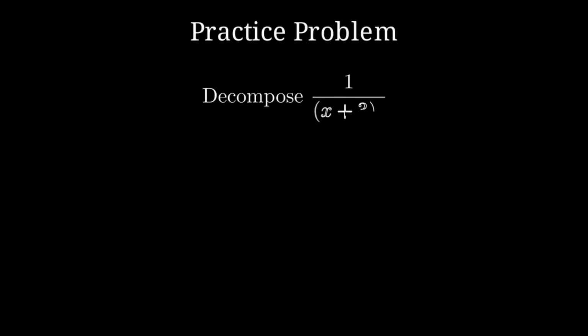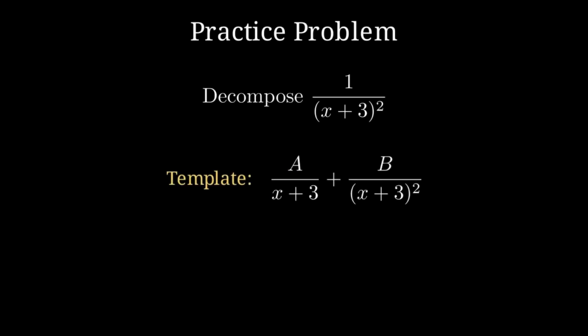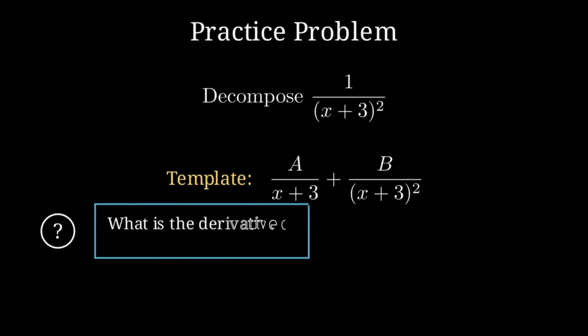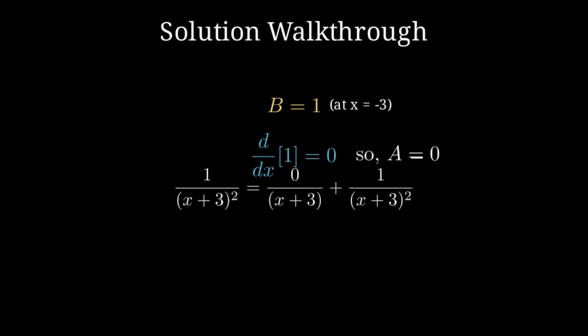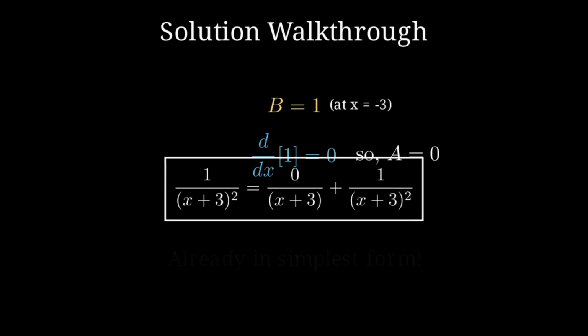Try this one, decompose 1 over x plus 3 squared. First, find b by substitution. Then, differentiate the numerator to find a. Think about what happens to a constant when you differentiate it. In this case, b is 1 and the derivative of the constant numerator is 0, so a is 0. This shows that the expression was already a single partial fraction, but the method still holds true and confirms the result.